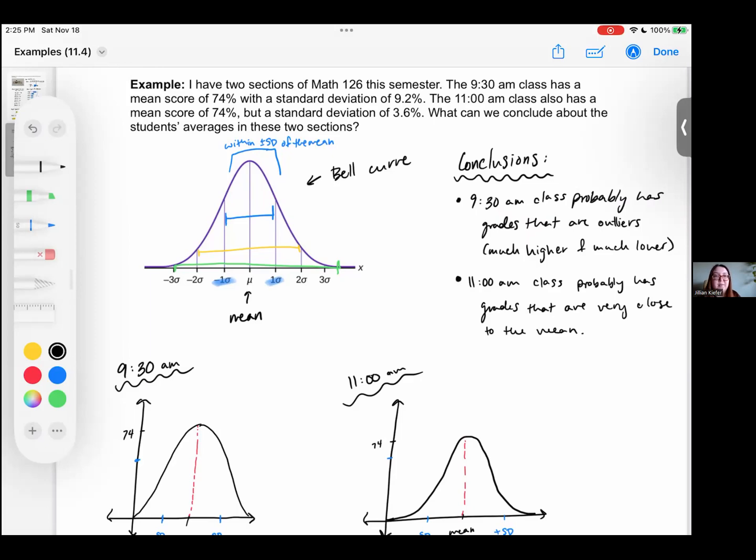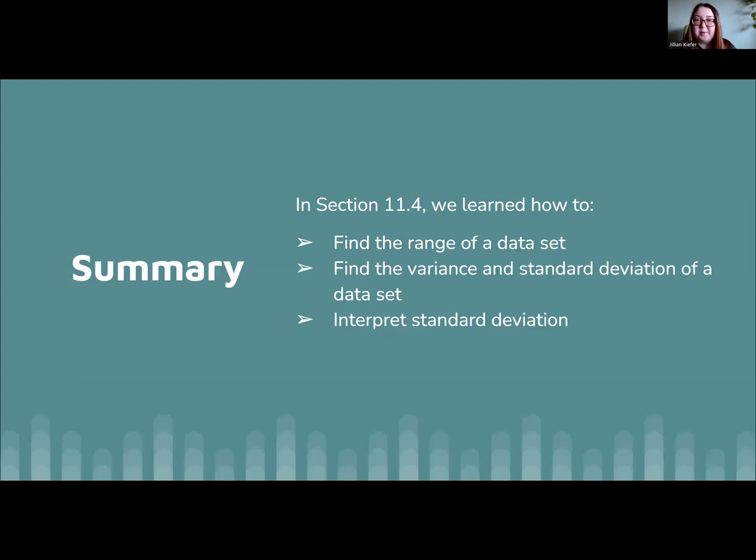So, all right, that wraps up our examples. Let's go back onto the lecture. All right, so that wraps up our section. In section 11.4, we learned how to find the range of a data set, find the variance and standard deviation of a data set, and interpret standard deviation.